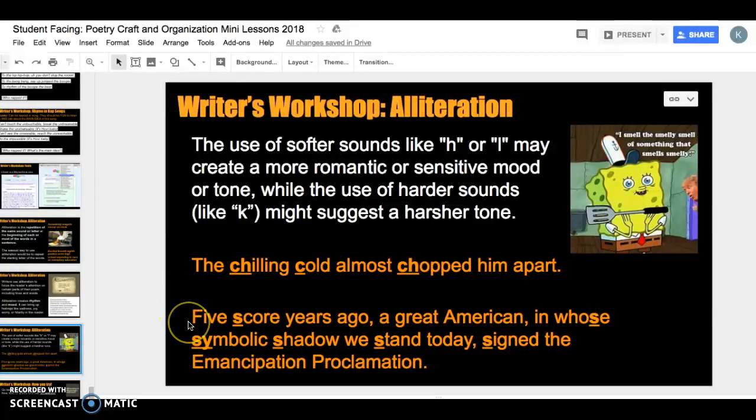If we think about the bottom few lines, this is actually from a speech by Martin Luther King Jr. So it's not even a poem, it's a speech though. It's a very famous one and powerful one. Listen to how he uses alliteration here.